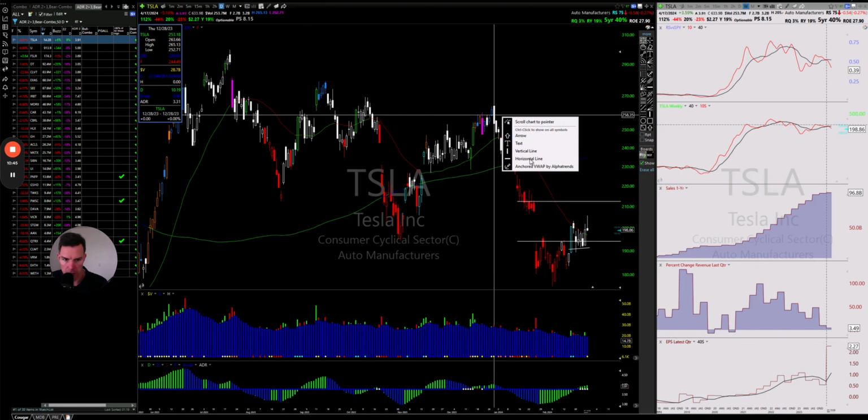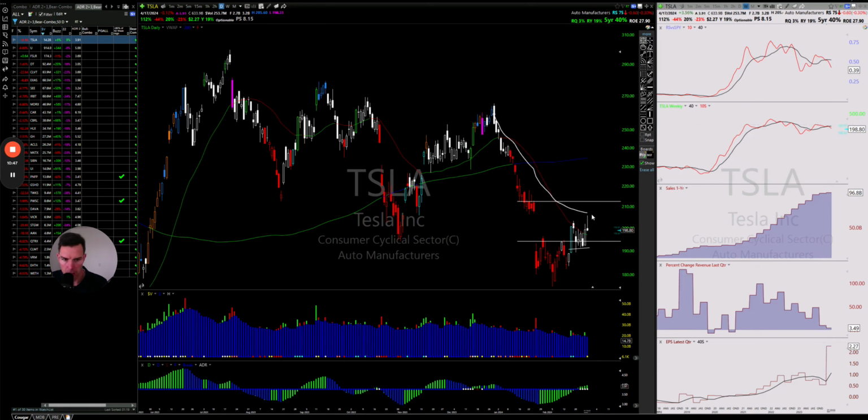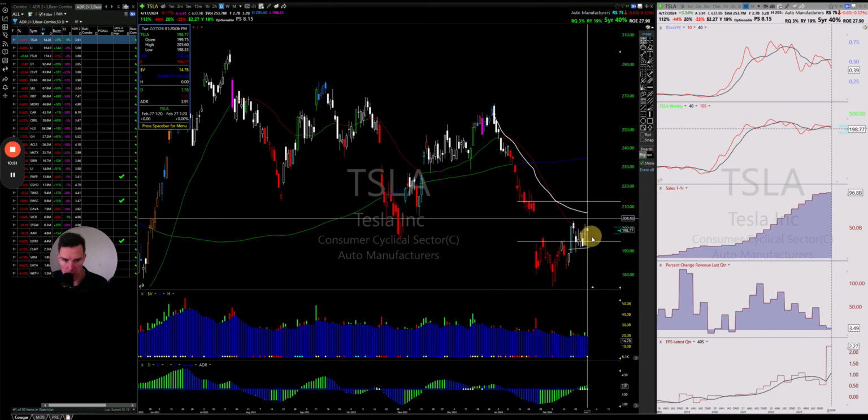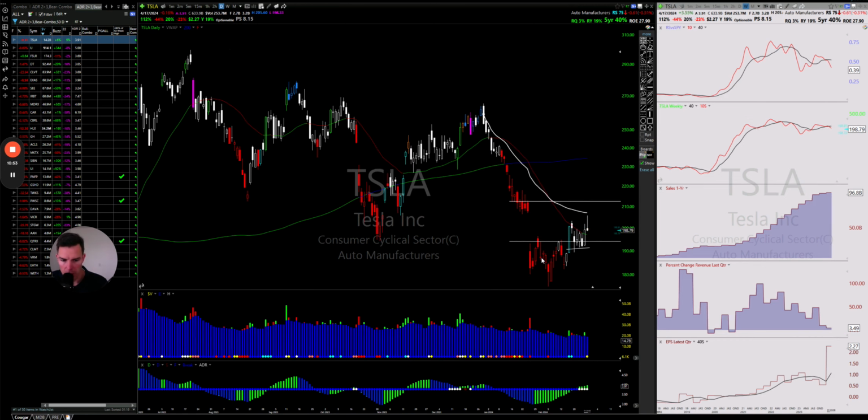Let me look at this Anchor VWAP. I used Anchor VWAP as well. So yeah, see, it came right up to that Anchor VWAP from here. So yeah, it could have been a good shorting opportunity there. I might short it with smaller size.